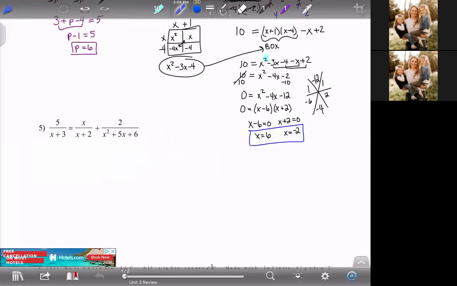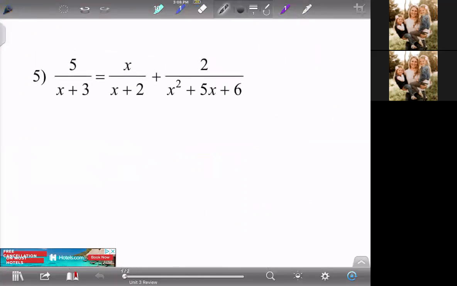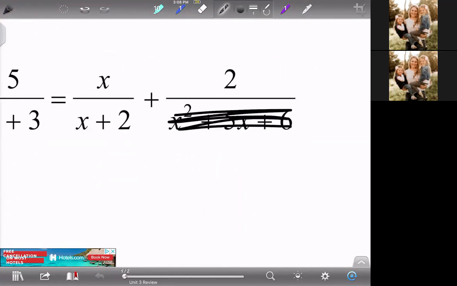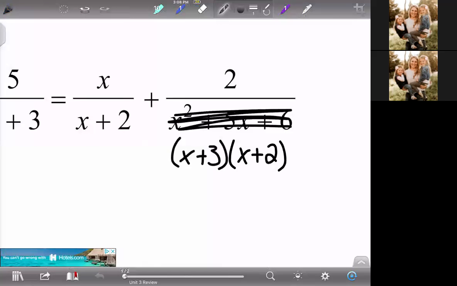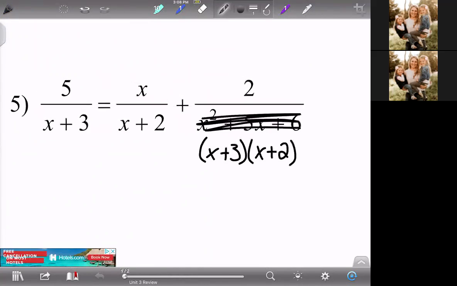So now we're going to jump to question number 5. Looking at question number 5, the first thing we need to do is factor this denominator. So if you use your asterisk and you factor that, you're going to get factors x plus 3, x plus 2. Order does not matter as long as you have both of those there. And then we're going to multiply every single term by the least common denominator. Well, looking at the least common denominator, it's got to have x plus 3 in it, and it's got to have x plus 2. So x plus 3, x plus 2.